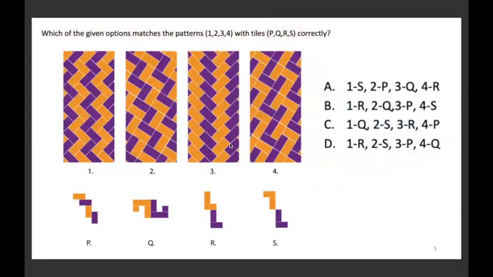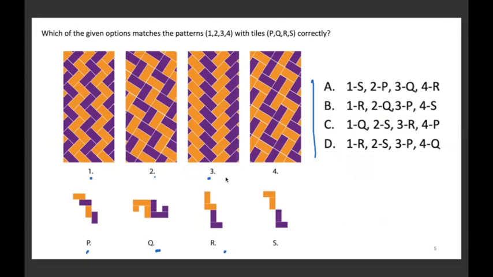Which of the given options matches the pattern 1, 2, 3, 4 with tiles P, Q, R, S correctly? Okay, you are given tiles and you are given patterns 1, 2, 3, 4 here. Which of the tiles in the options match correctly? The options are given here.